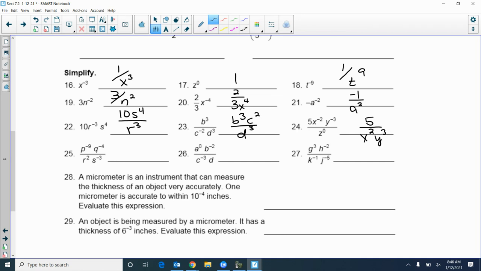Okay, good. Z to the 0 becomes a 1. Okay, we don't have the 5 stays. Make sure the 5 stays. This one is correct. X squared over y cubed. Very good. Jay Lee, how about 25?